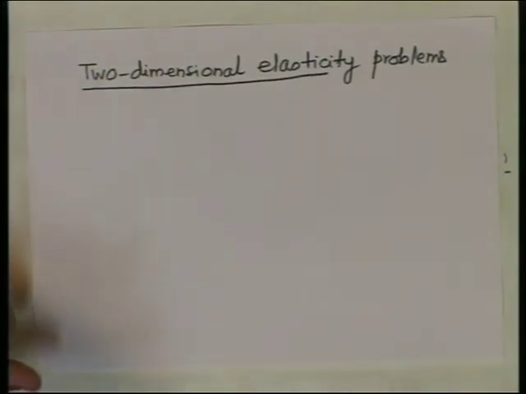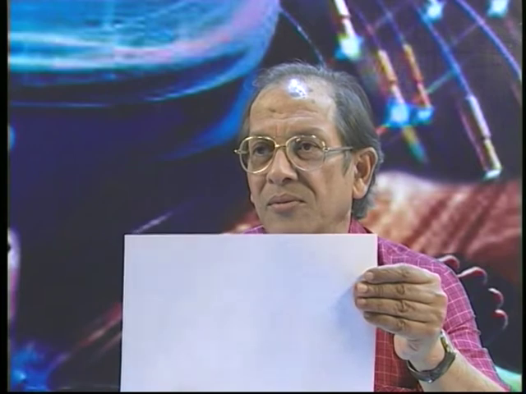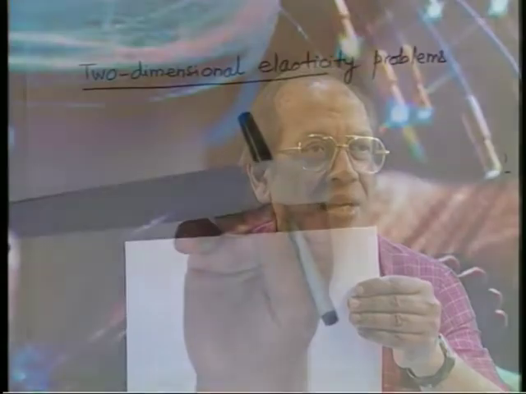So, one of the problems that we encounter in real life is that every body, no matter how special or how particular that body is, is a three-dimensional body. But out of the three dimensions, if one of the dimensions is small, for example, this sheet of paper, the thickness of this paper is very small compared to its length and breadth, or length and height.